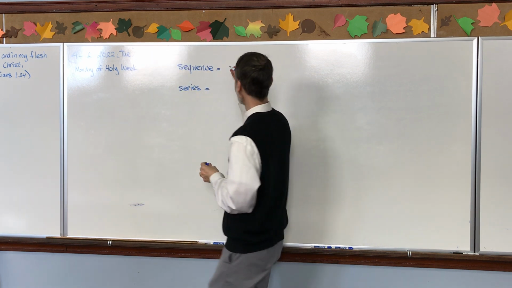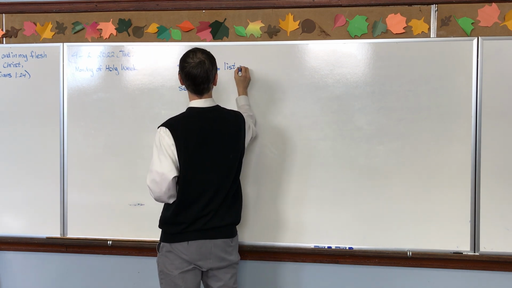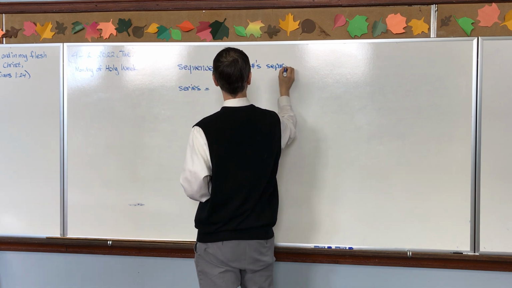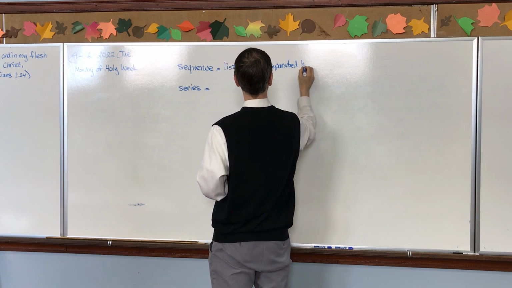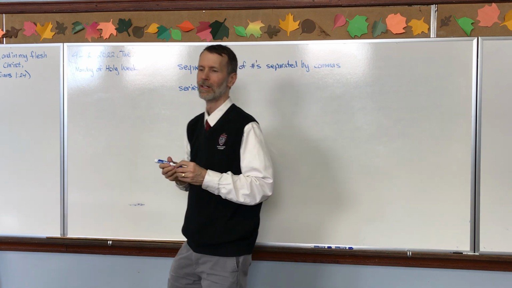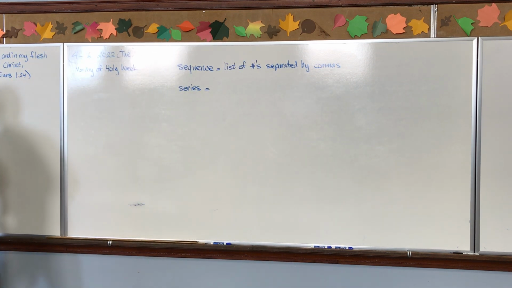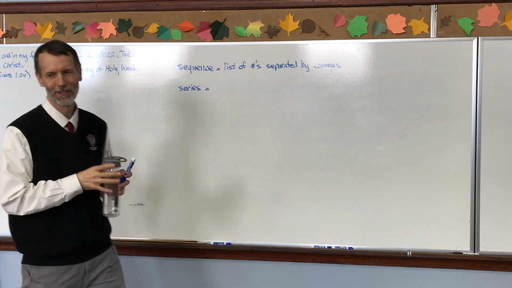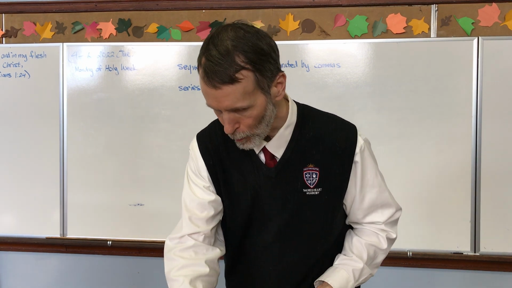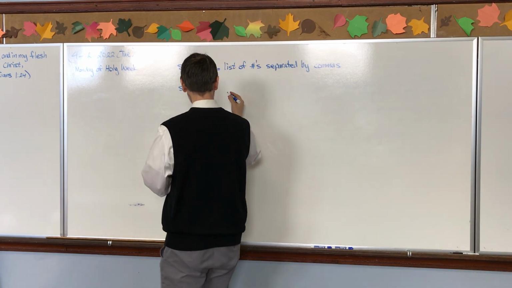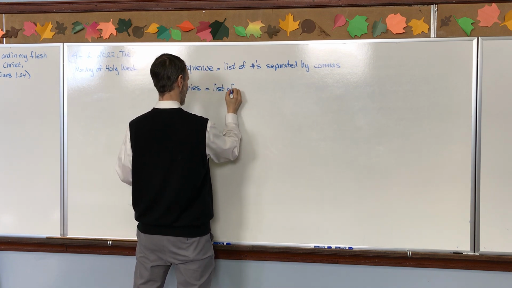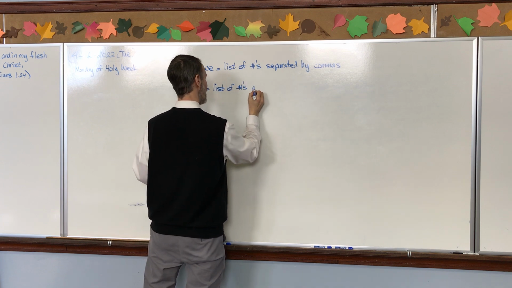A sequence is a list of numbers separated by commas. Go ahead and write that down. A sequence is just a list of numbers that are separated by commas. You don't have to do anything with them, you just list them. A series is a list of numbers added together.